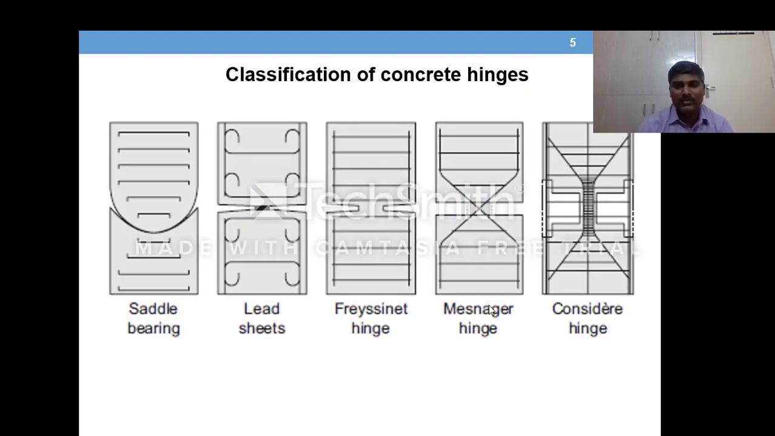Generally, the hinge is very common in steel structures, but how do we provide a hinge in concrete structures? These are the different types of hinges that are possible with concrete: the saddle bearing is one type of it, and lead sheets can be used, or Freyssinet hinge can be formed, or Mesnager hinge, or Considère hinge can be the option for hinge creation in concrete.